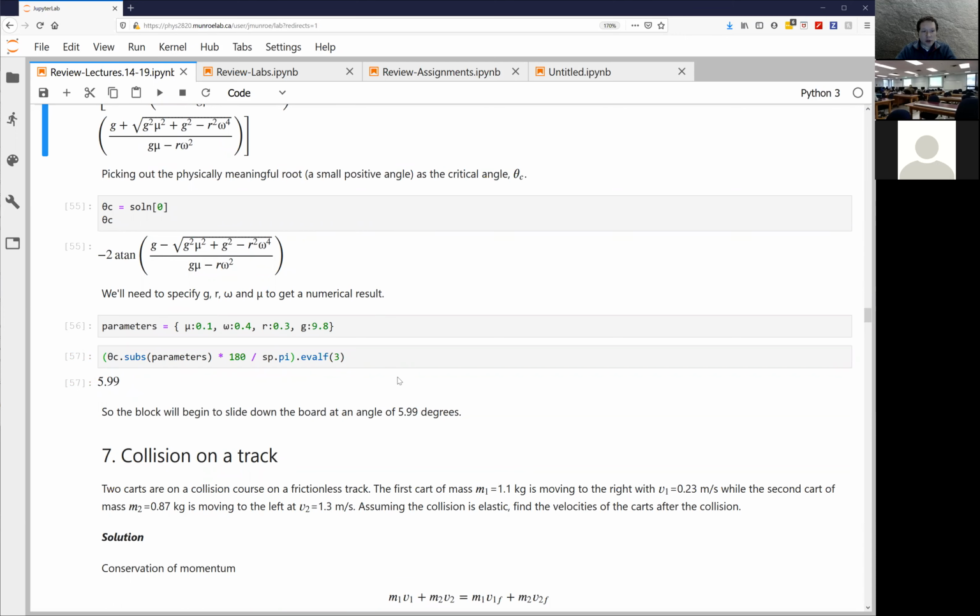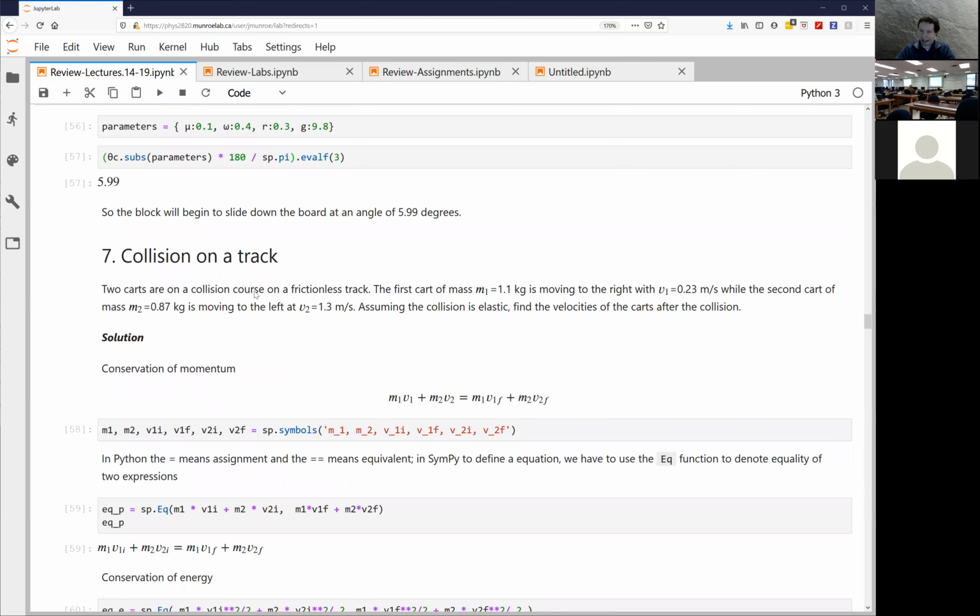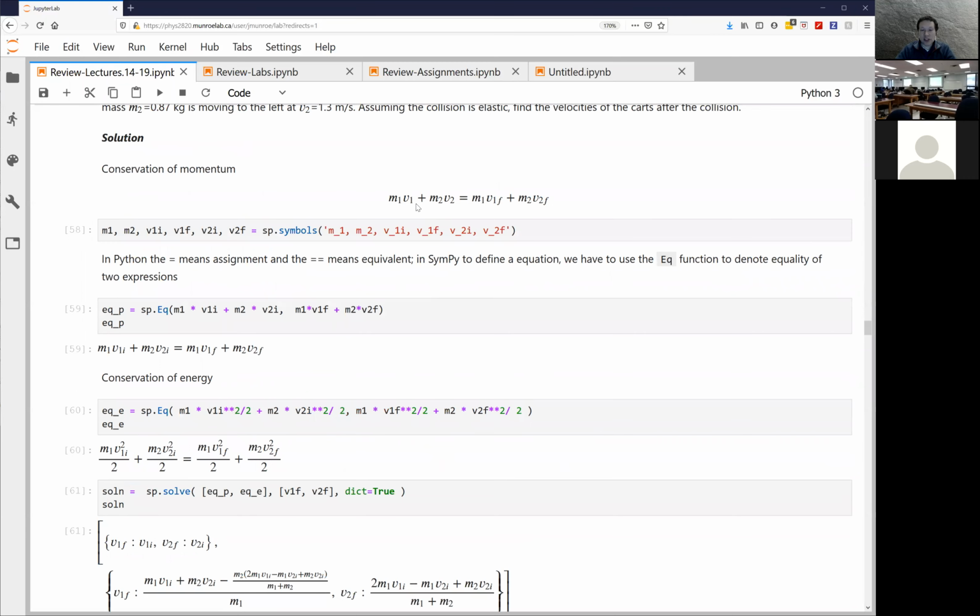And the other problem I left on here was how you would do collisions in 1D. This is something which we did in first year physics. You can do it with pen and paper. Here is an equation. It's a conservation of momentum equation. It's got lots of variables, M1, M2, V1, V1 final, V2, V2 final. So we define all the symbols. We define an equation. And then I can do things with this equation.